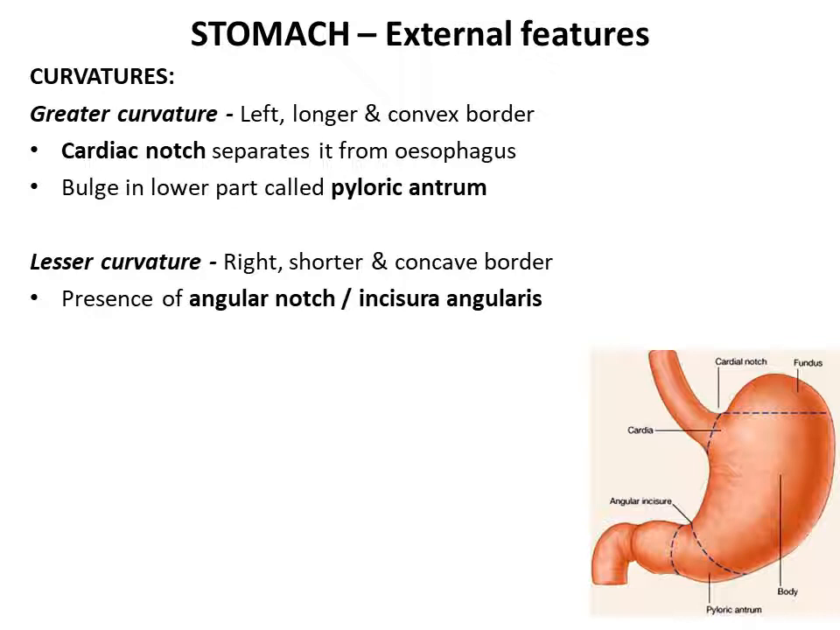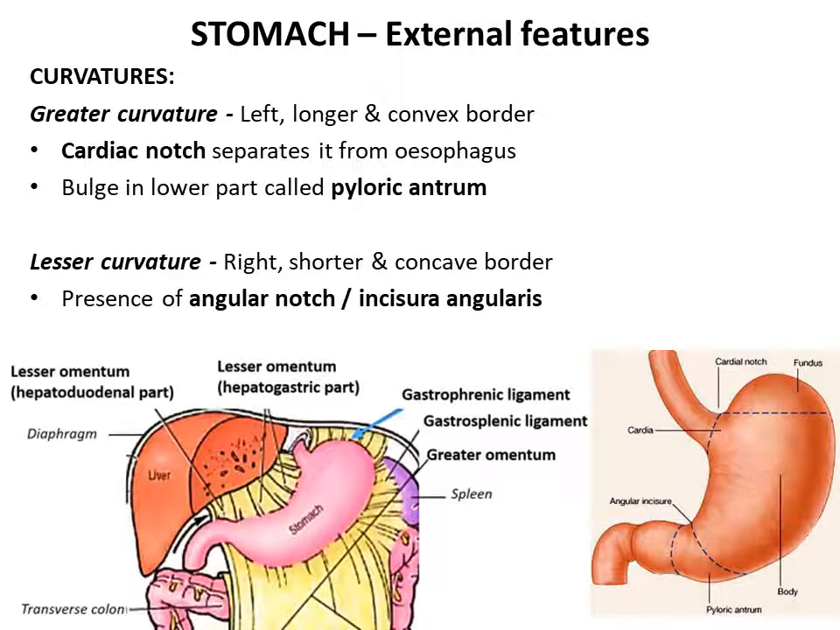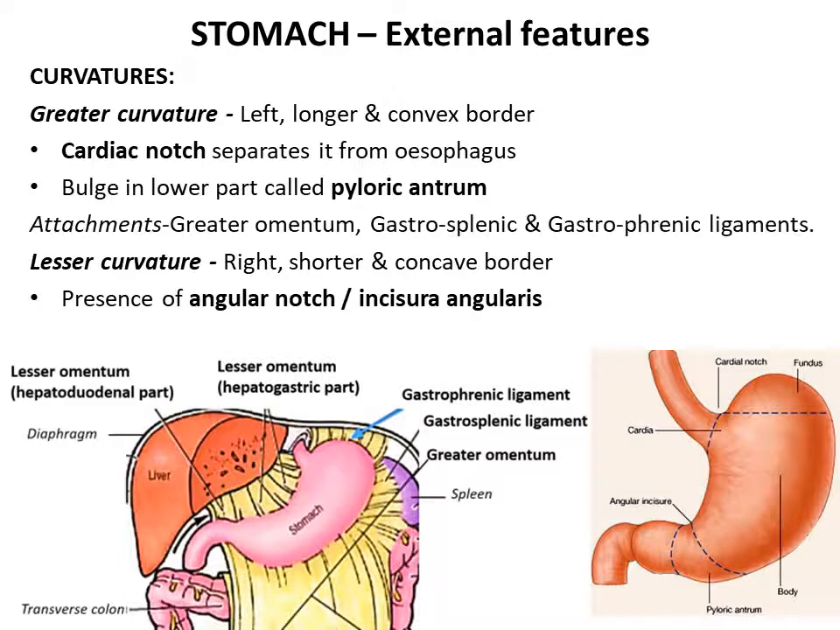The most dependent part of the lesser curvature is marked by an angular notch, also known as incisura angularis. The attachments of the curvatures. The greater curvature in its lower 2/3 gives attachment to the greater omentum, and in the upper 1/3 it gives attachment to the gastrosplenic ligament, which extends from the fundus to the hilum of spleen, and the gastrophrenic ligament, which extends from the uppermost part of the fundus to the diaphragm. The lesser curvature gives attachment to the lesser omentum.